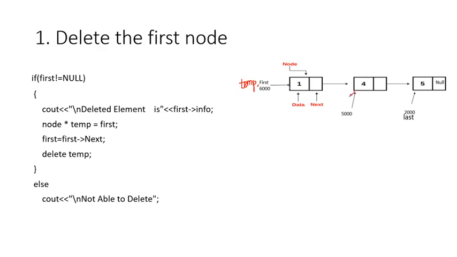So this node will become the first node of the list after deletion of this node from the list. If I delete this node from the list, this will become the first node of the list. So first is incremented. Then we can deallocate the memory for this node using the delete operator: delete temp. If first is null, it will display that we cannot perform the deletion operation.